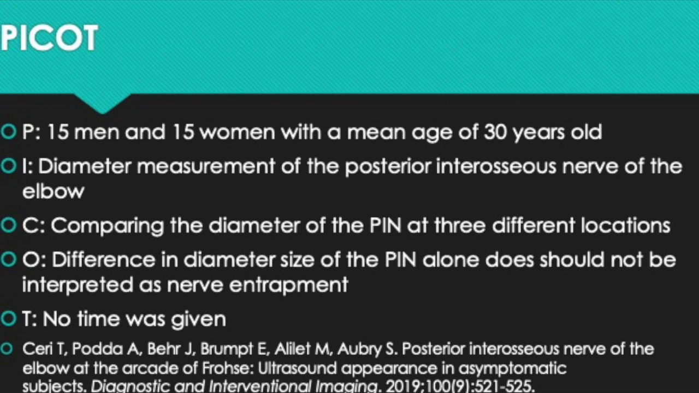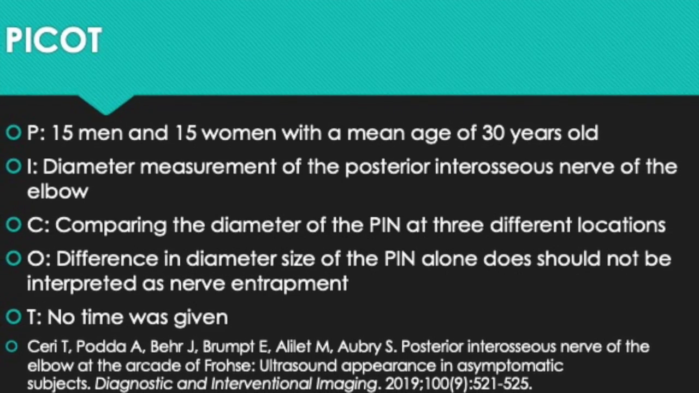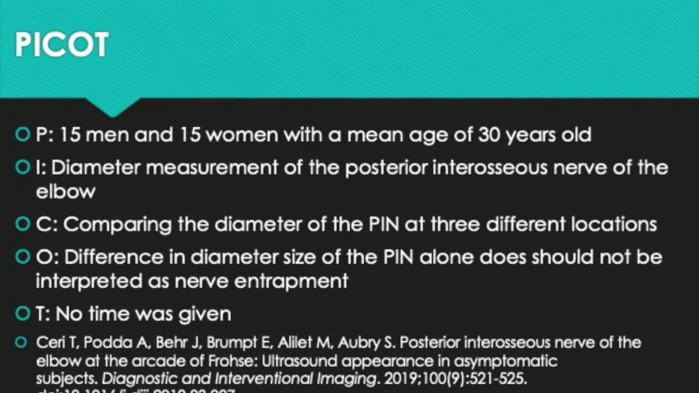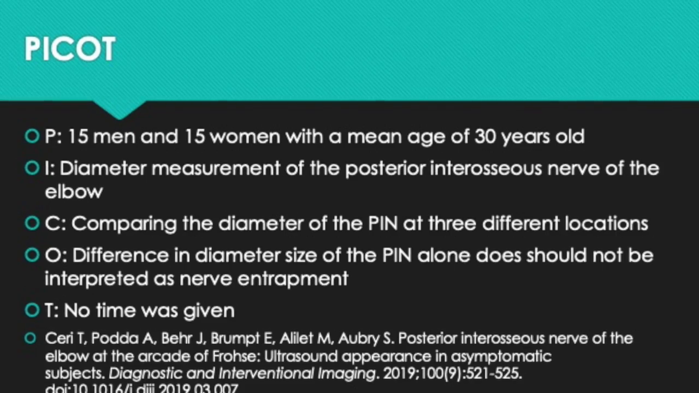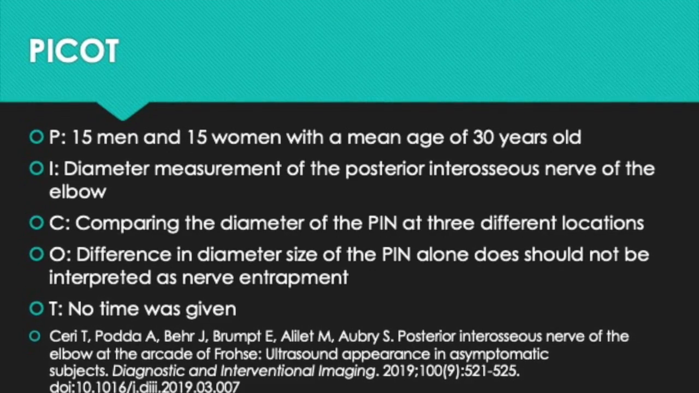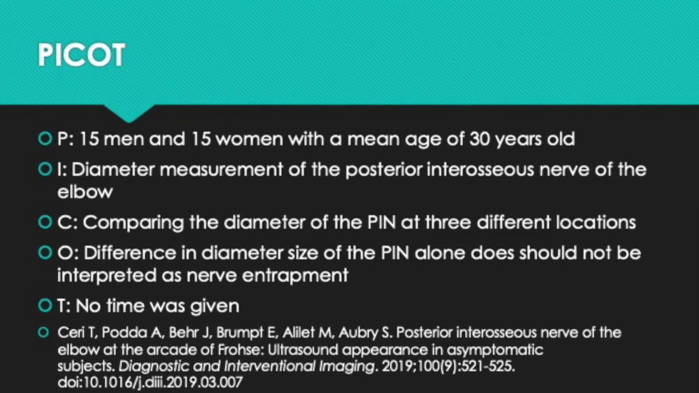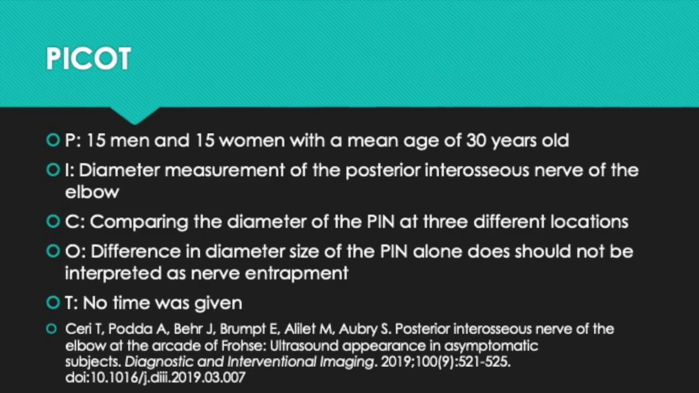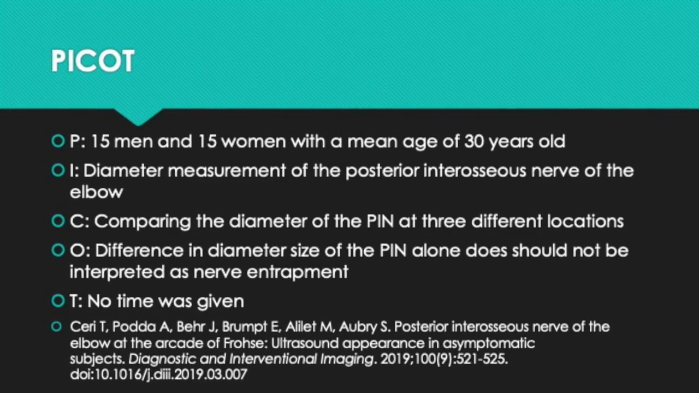My PICO analysis involved 15 men and 15 women with a mean age of 30 years old. The intervention was they measured the diameter of the posterior interosseous nerve of the elbow. The comparison was the diameter of the posterior interosseous nerve at 3 different locations. The outcome was that the difference in diameter size of the posterior interosseous nerve alone should not be interpreted as nerve entrapment.